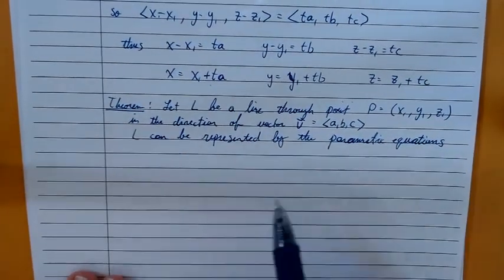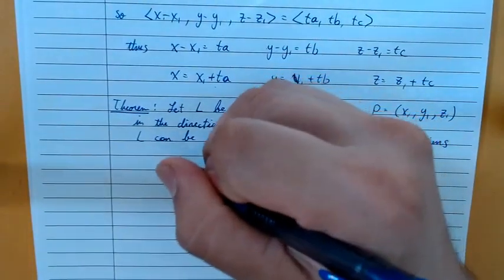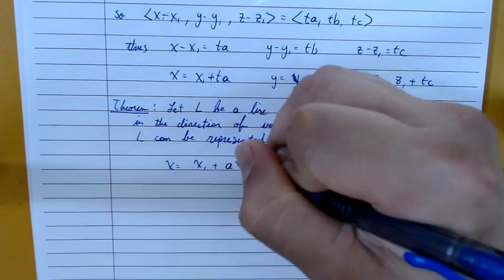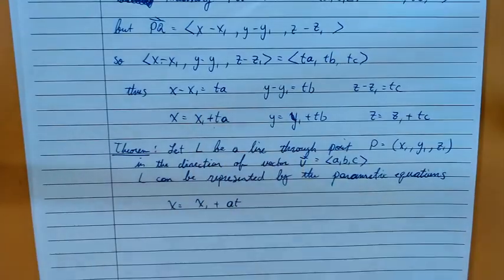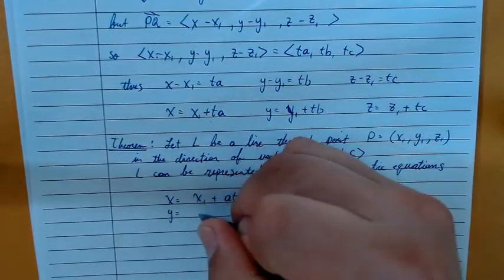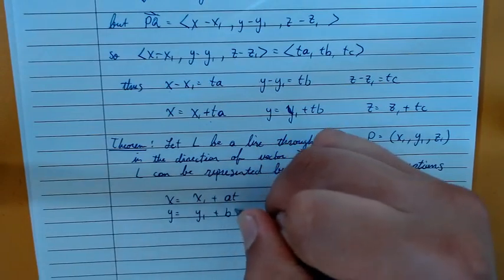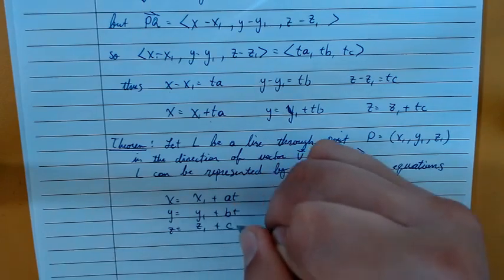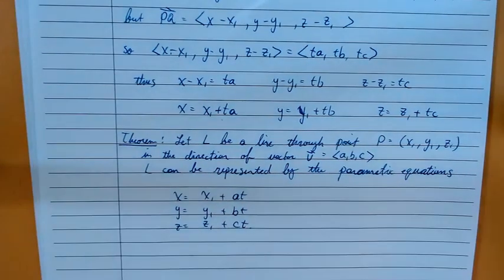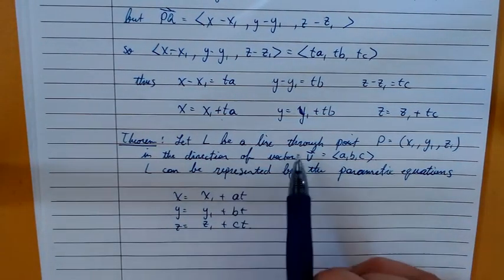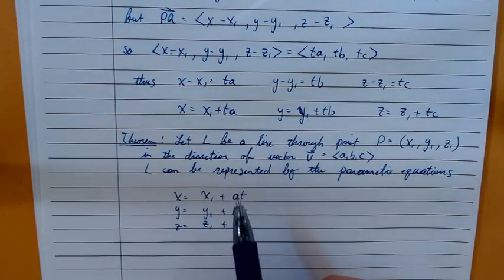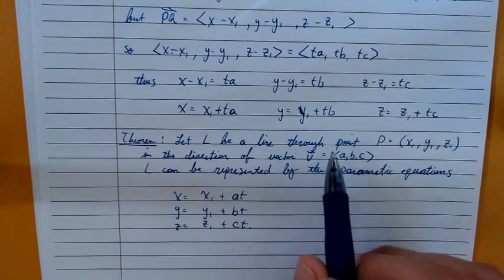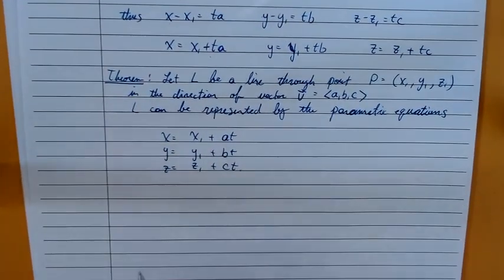So here L can be represented by the parametric equations given by x equals x1 plus at, y equals y1 plus bt, and z equals z1 plus ct, just like that. Sometimes the vector v will be given to you explicitly. Other times it'll be up to you to find it, but finding a vector is usually very, very simple because, well, you're being asked to find a vector between individual points, which we know how to do.